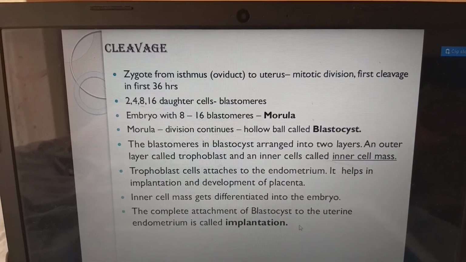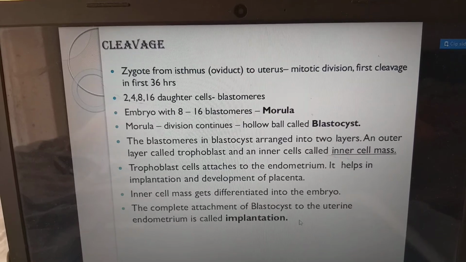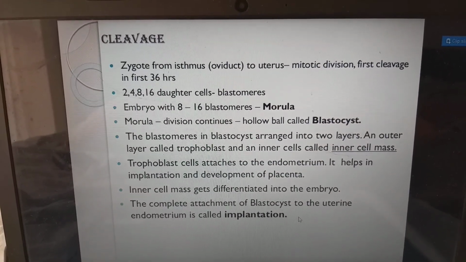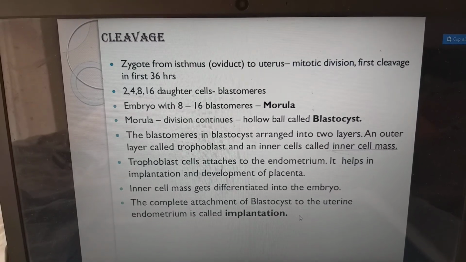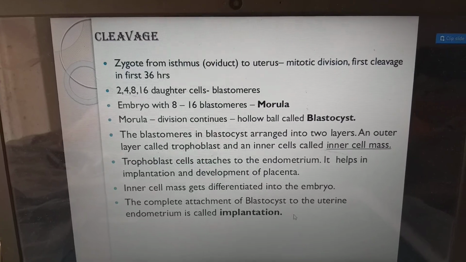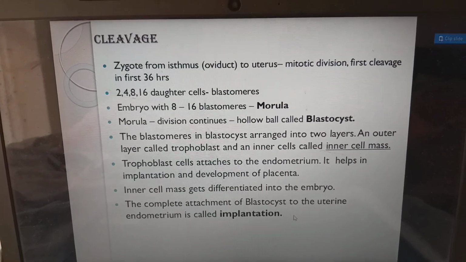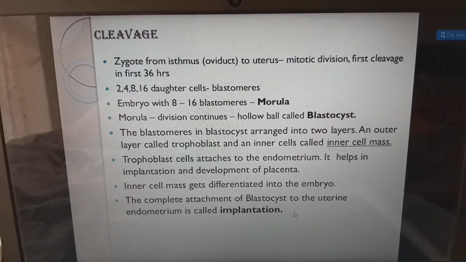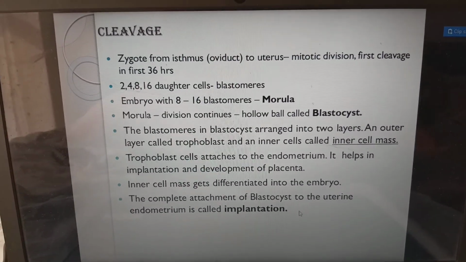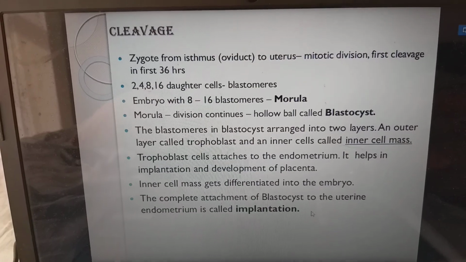The blastomeres in the blastocyst are arranged in two layers: an outer layer, which we call the trophoblast, and the inner layer, which we call the inner cell mass. The trophoblast cells are attached to the endometrium. It helps in the implantation and the development of the placenta. The inner cell mass gets differentiated into the embryo. The complete attachment of the blastocyst to the uterine endometrium we call implantation.